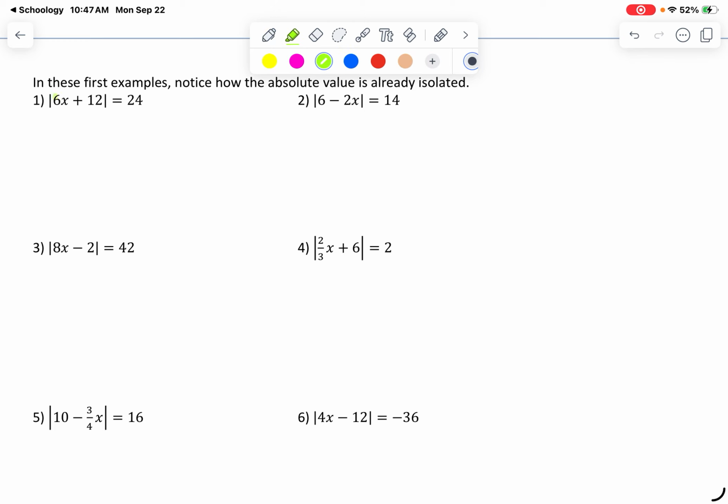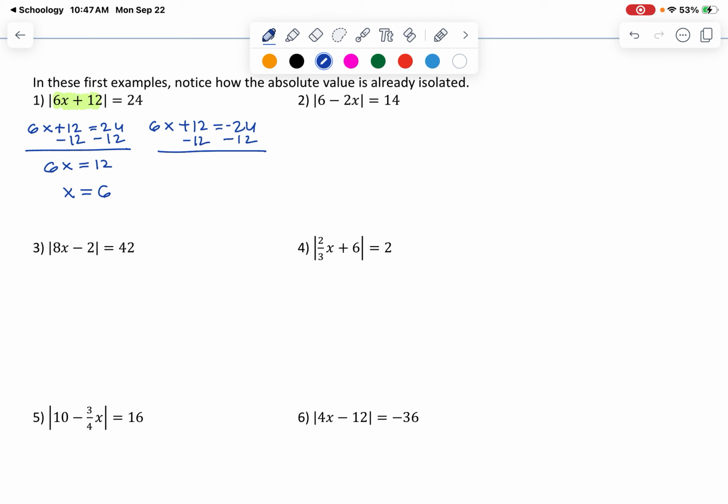Whatever's in here, I want it equal to 24. We know that the absolute value of 24 is 24, but we also know the absolute value of -24 is 24. So we're going to take whatever's inside that absolute value, set it equal to 24, and then also set it equal to -24, and solve each of those equations. Solving the first one, subtract 12 from both sides. We have 6x is equal to 12, divide by 6, and we get x equals 6. The second equation, subtract 12 from both sides. We have 6x is equal to -36, divide by 6, and we have x is equal to -6.